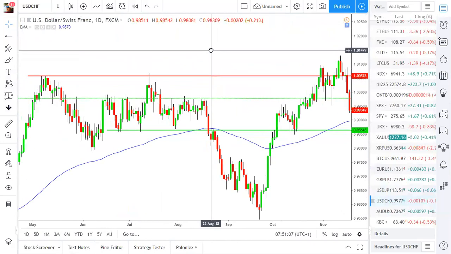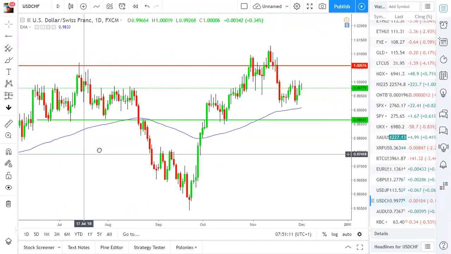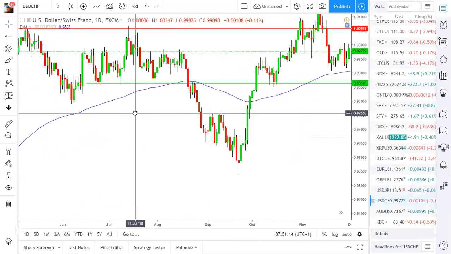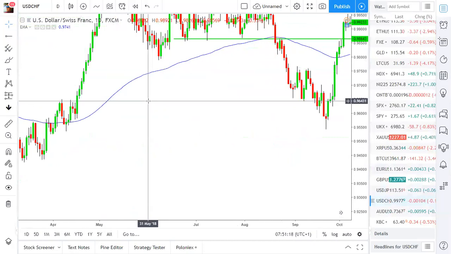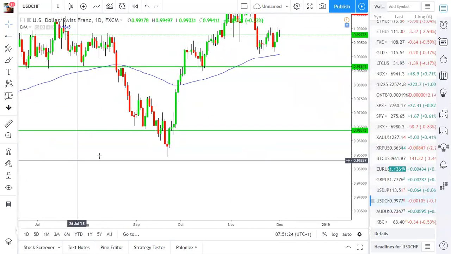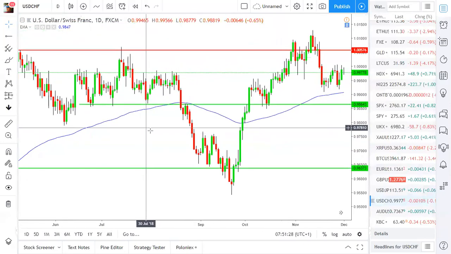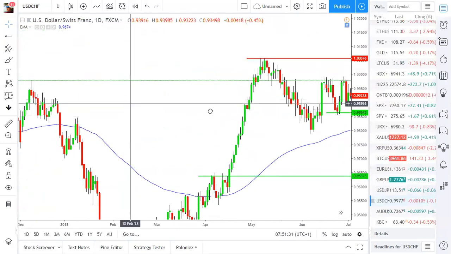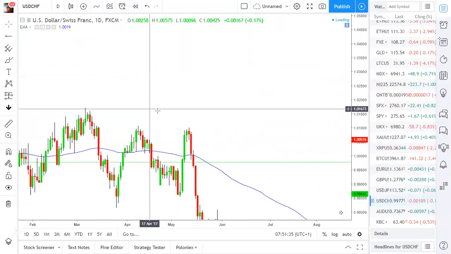And if we look at where we are now, there's pretty much not a lot of levels that could support or do much with this pair. That might be a nice little area of support there, but as far as resistance goes, we've basically reached the peak of resistance as well.